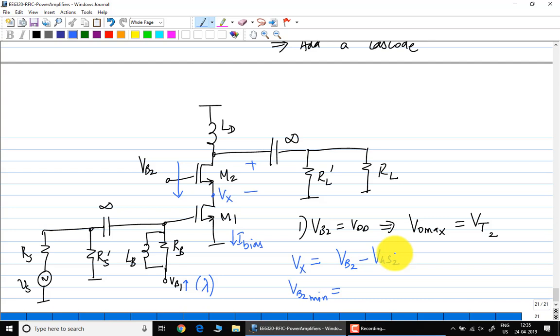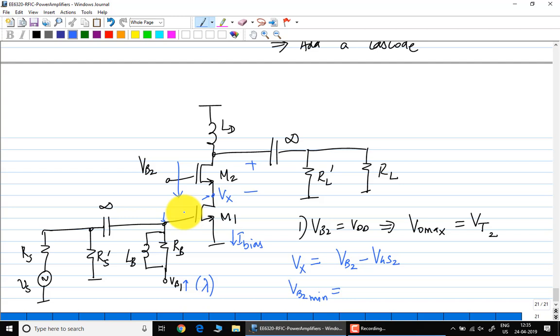VB2 min will happen at Vx min. Vx min is clearly VDSat of M1. That is purely from a bias condition. In reality, remember if you choose M1 and M2 to be identical, Vx will also have a swing, which will be equal to the negative. You will get a gain of about 1 from this node to this node. So if the gain of the PA is not very large, this can be significant because VDSat is about 100 millivolts, 150 millivolts.